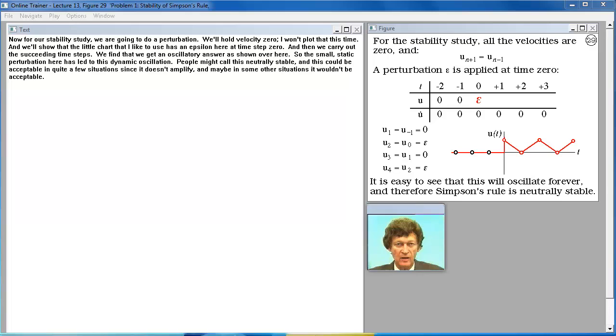Now for our stability study, we're going to do a perturbation. We'll hold the velocity at 0. I won't plot that this time, and we'll show that the little chart that I like to use has an epsilon here at time step 0. And then when we carry out the succeeding time steps, we find that we get an oscillatory answer as shown over here. So the small static perturbation here has led to this dynamic oscillation. People might call this neutrally stable, and this could be acceptable in quite a few situations since it doesn't amplify. And maybe in some other situations it wouldn't be acceptable.